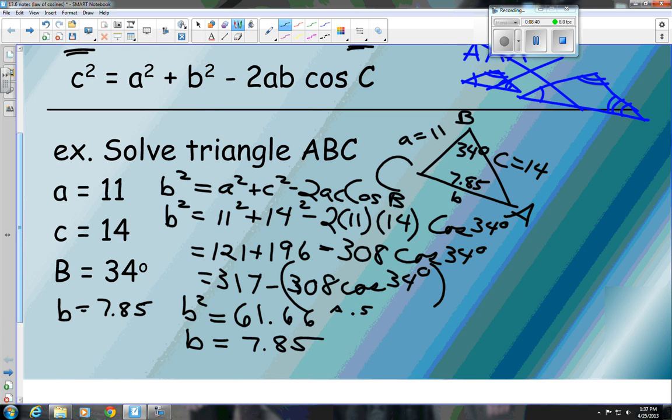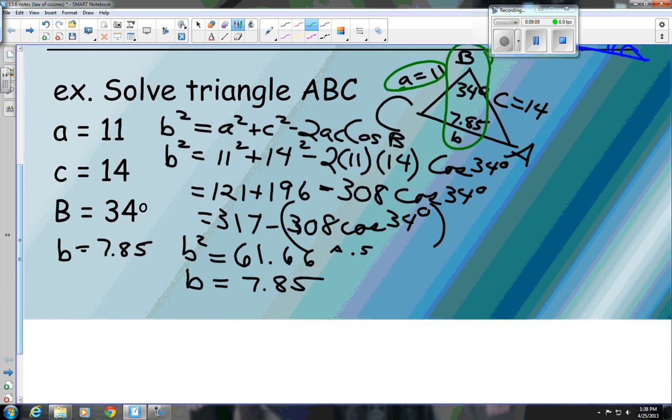You could use the law of cosines again, but what I would do, because the law of sines is a little easier to use, just less numbers, I would use the law of sines at this point. Yes, because I have angle B and side B as a pair. When you get a pair, then you can use the law of sines, and then let's find angle A first.